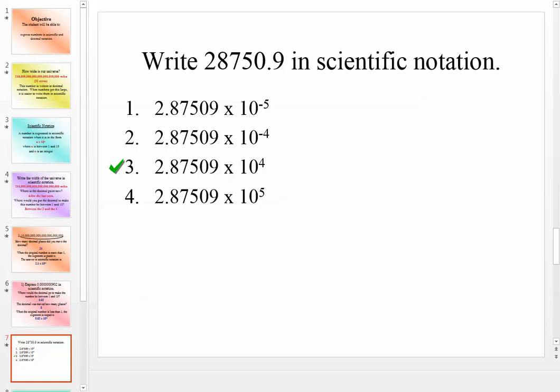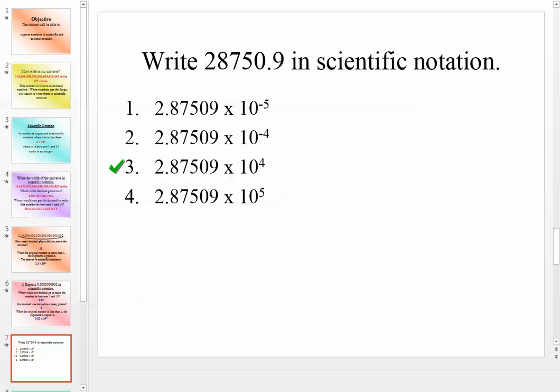So if you were to take this number here, 28,750.9, we move the decimal over here between the 2 and the 8, and we moved it 1, 2, 3, 4. So it's moved 4 spots to the left, so it's a positive exponent. So it's 2.87509 times 10 to the 4th that would be the right way to convert that.